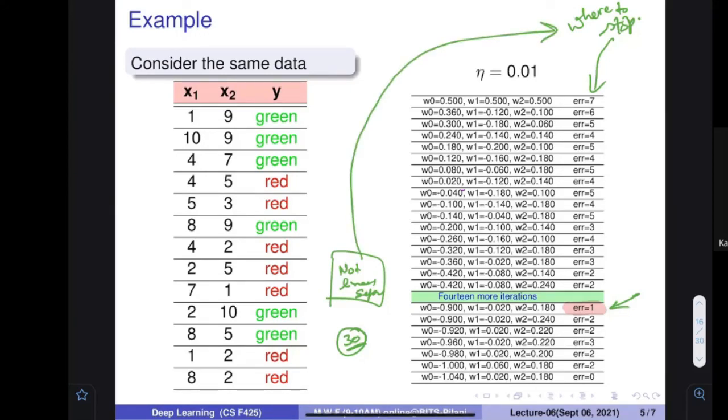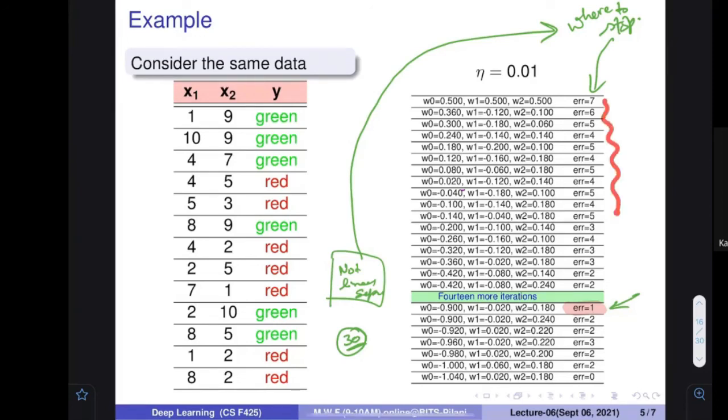What indication do I get at this particular moment when I have the number of errors as 1? Should I stop at this particular place or not? This is the biggest problem with this kind of algorithm: if the data is not linearly separable, then you don't have the indication where to stop. And most of the time my data is not linearly separable, and this is the challenge that we have to take up, how to build a system that can tell me to stop at this particular point.